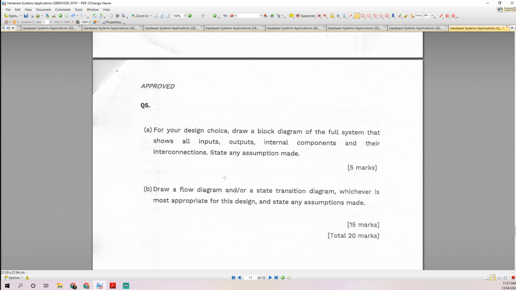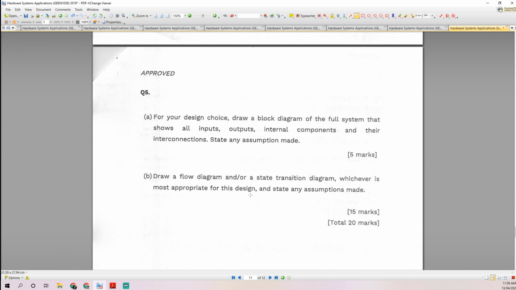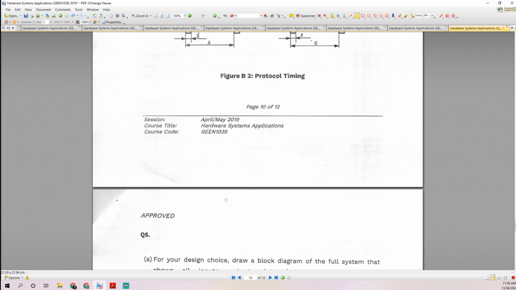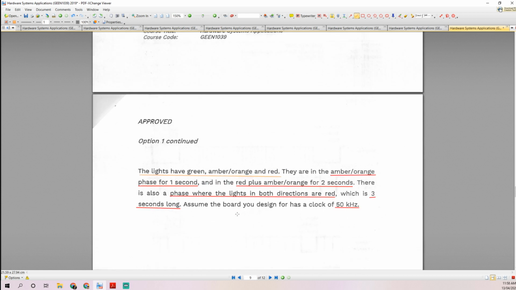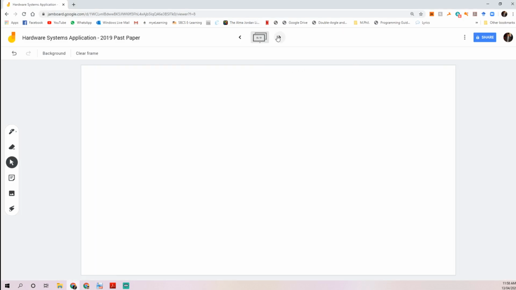Pretty straightforward, pretty easy 5 marks, assuming that we understand how the system works, right? The harder part of this question is the 15 marks part, which is the finite state machine. Okay, so let's try and figure out how this finite state machine is going to operate. So we know that, let's just list our states. Okay, so question 3, part B.